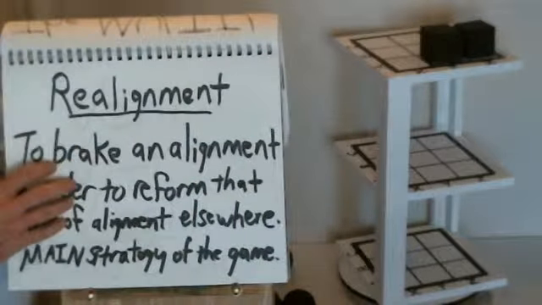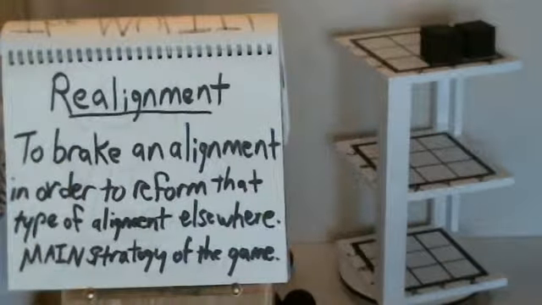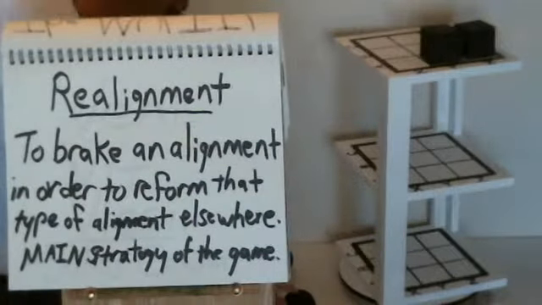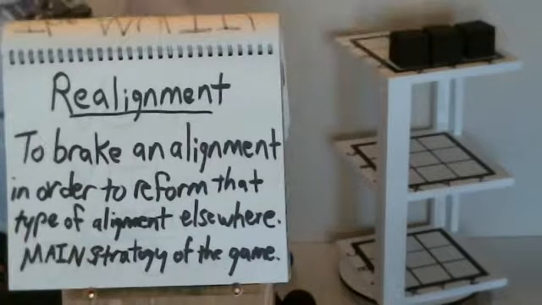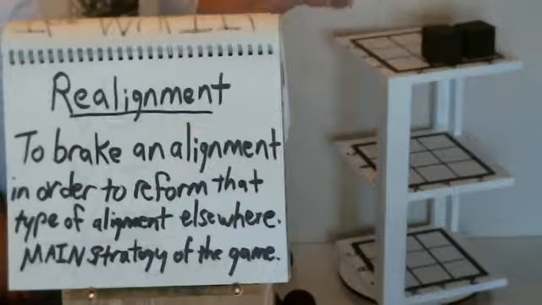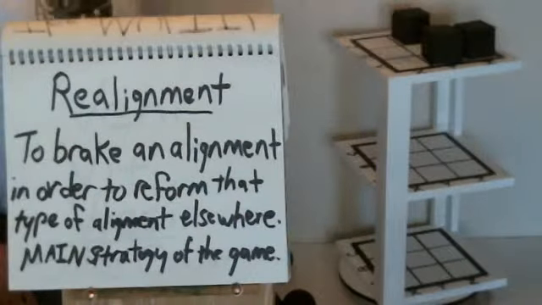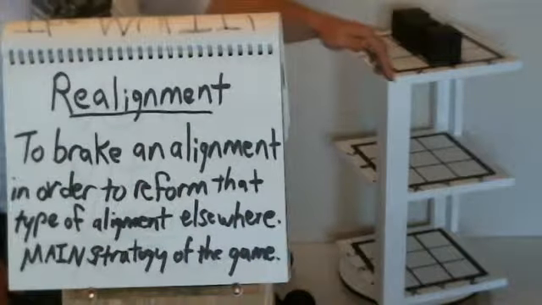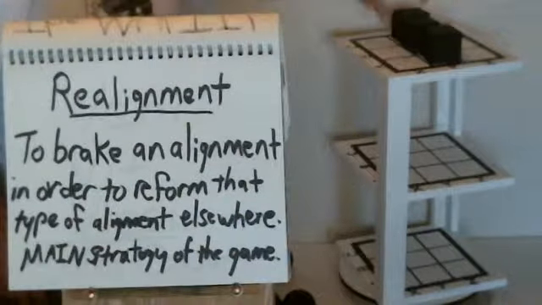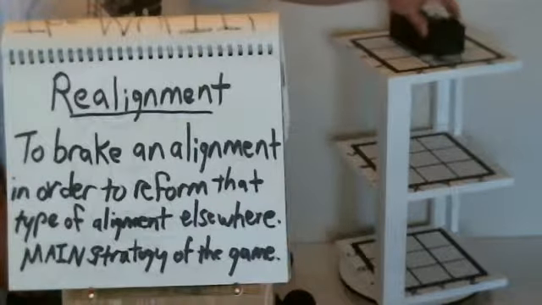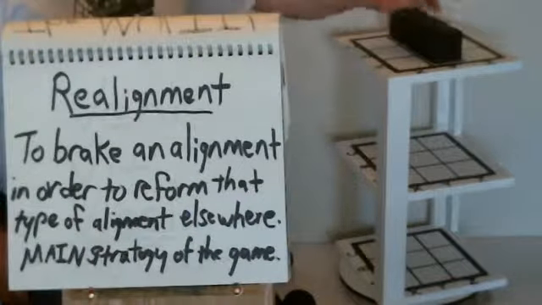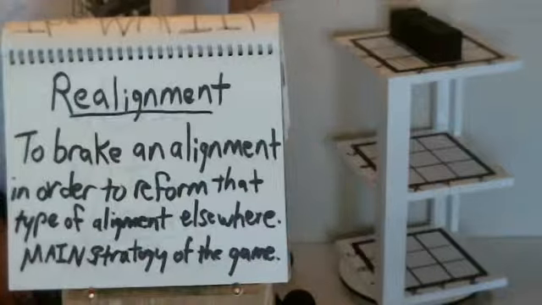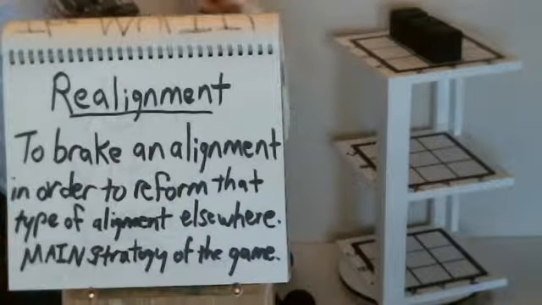Now, as I said, the main strategy of the game is usually the realignments. And that is when you have an alignment, and during your turn you announce, I'm breaking my alignment and moving it somewhere else. They play, and then you realign it. Or sometimes you can break it to make a new alignment. Basically the whole idea is break your alignment to realign somewhere else during the game.